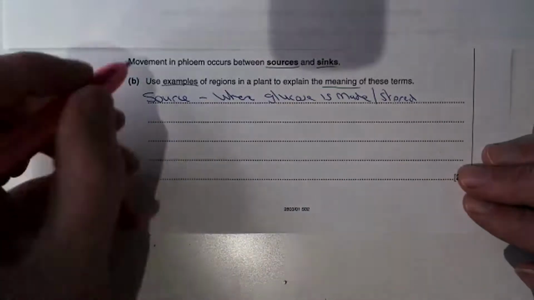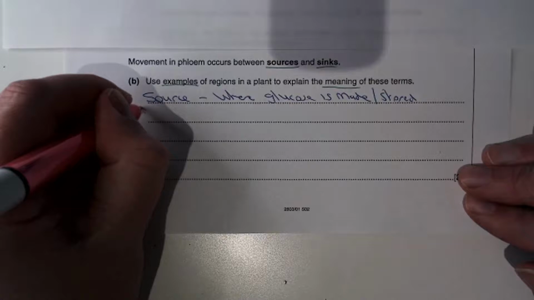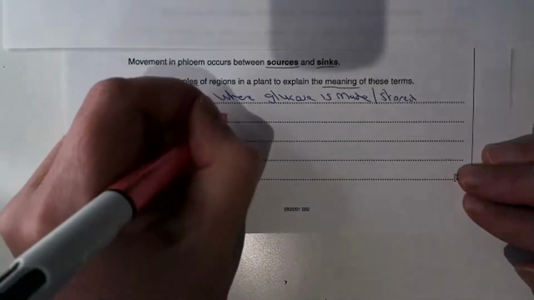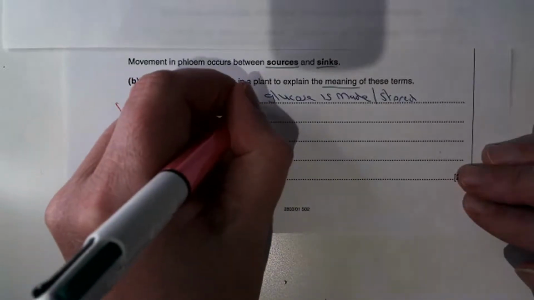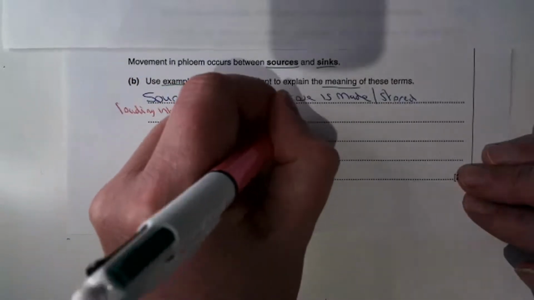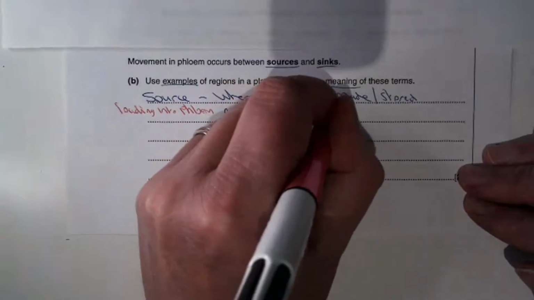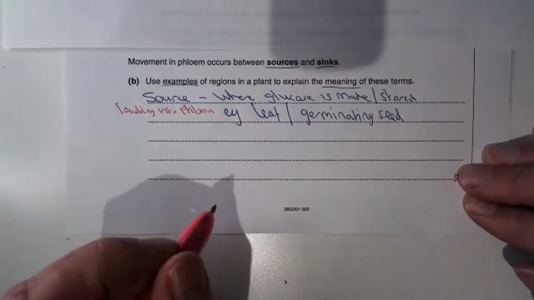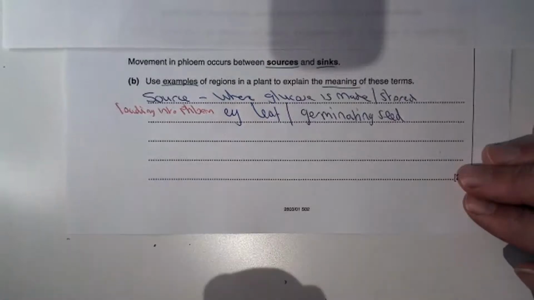All right, so a source is where there's loading into phloem. So, e.g., as we said before, it can be a leaf or a germinating seed, where it'll be converting starch into glucose for then transport around the plant.